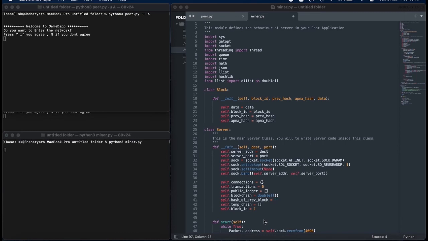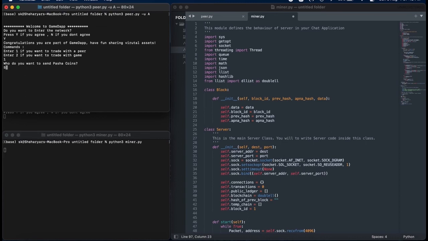In this demo, we have two peers and a central miner or node which connects both the peers, and the miner node connects to other miner nodes, and the system expands. The first thing we can do in this API is exchange skins. We can send Pasha coins from one person to another. You just follow the API and enter how many Pasha coins you want to send. Like I want to send 3, and the transaction is successful.